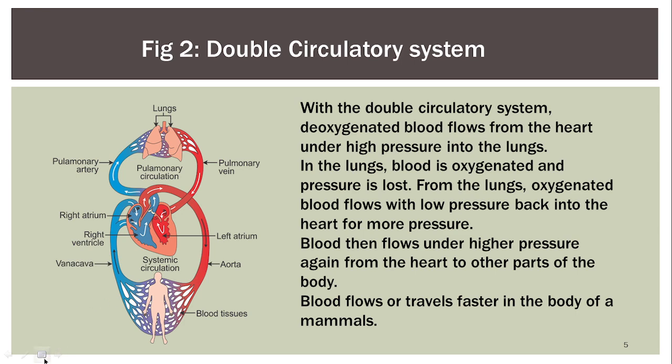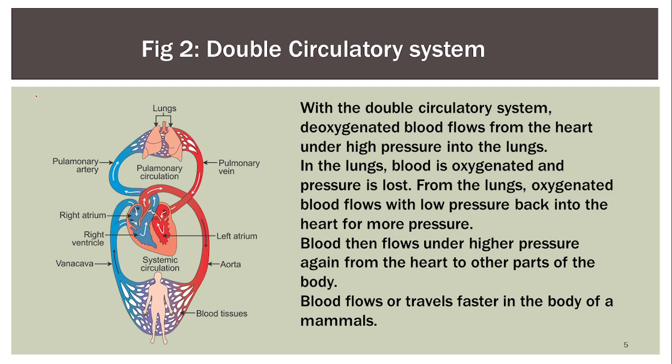Then we have the double circulatory system. With the double circulatory system, deoxygenated blood flows from the heart under high pressure into the lungs. It gets oxygenated there, pressure is lost. From the lungs, oxygenated blood flows with low pressure back to the heart for more pressure. Blood flows under high pressure to the other parts of the body. Forget all of that. Let me explain it with a proper nice diagram.